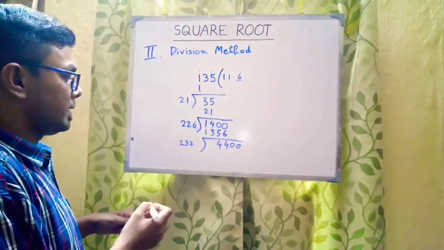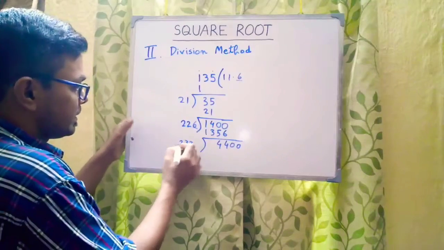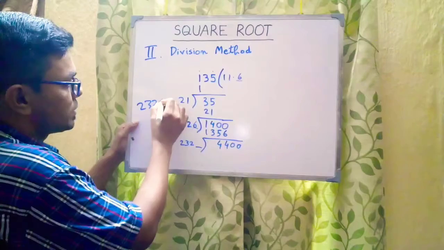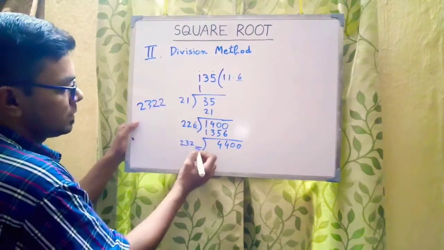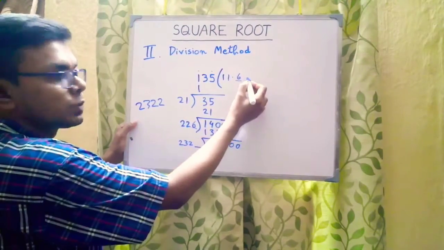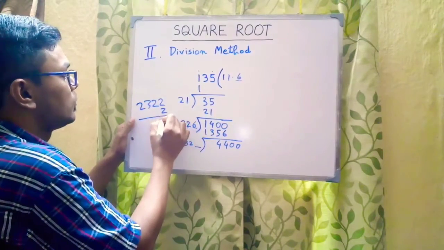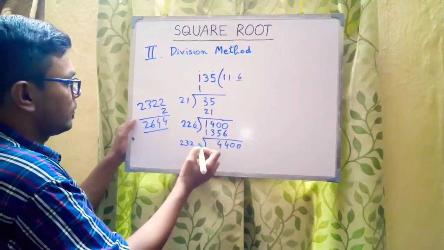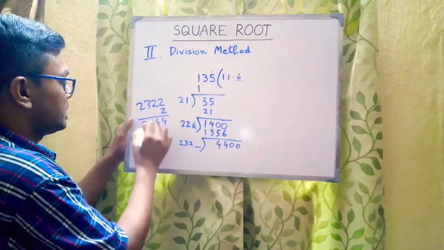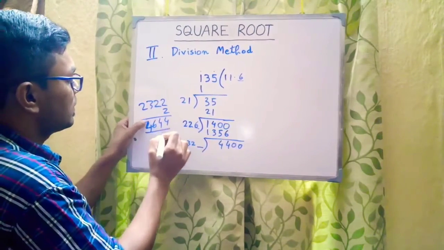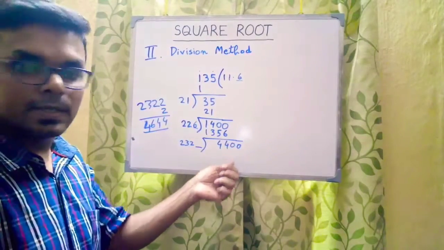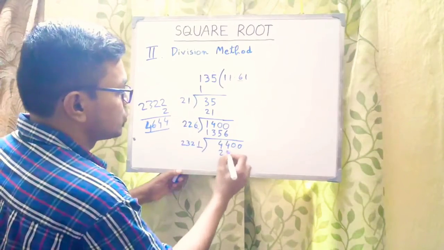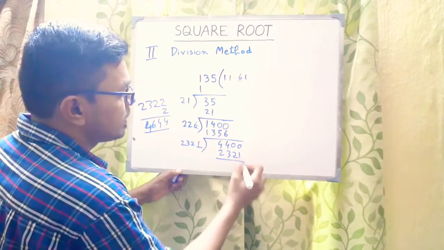Now we see that if we multiply 232, we have already got 2322 if we write here 2, so we have to write here 2 also. So 2322 times 2 would give us 4644, which is greater than this. So it would be 2321 into 1, that is 2321. Now we do the subtraction.